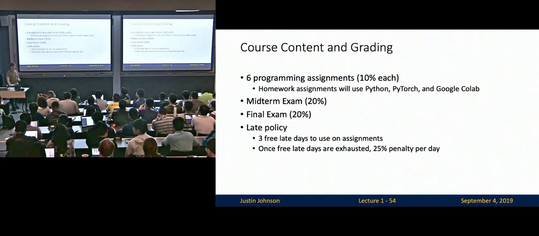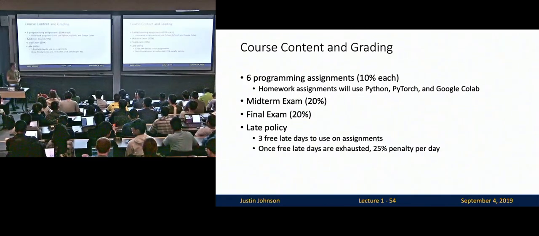So on course content and grading, the main bulk of the course is going to be 6 programming assignments. Uh-oh, is that a problem? Is that too many?